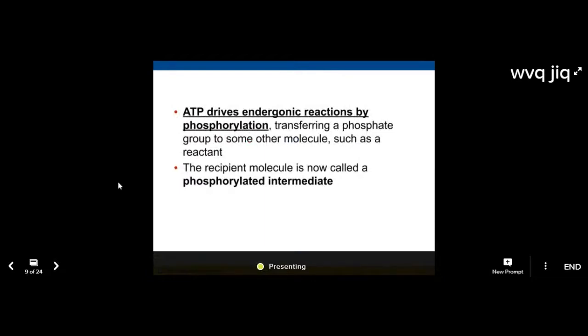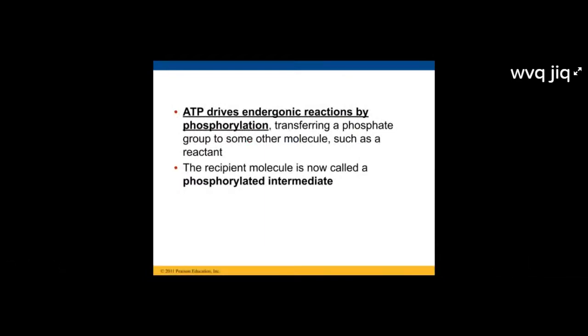ATP drives endergonic reactions by phosphorylation. That's a really important word. Phosphorylation means to stick a phosphate onto something. The phosphate usually comes from ATP losing a phosphate, and then that loose phosphate sticks somewhere and helps something to happen.